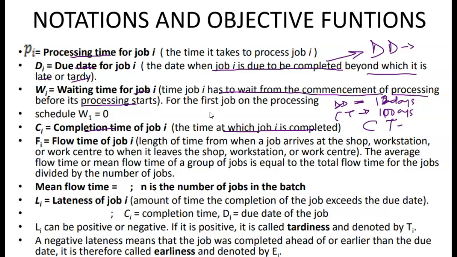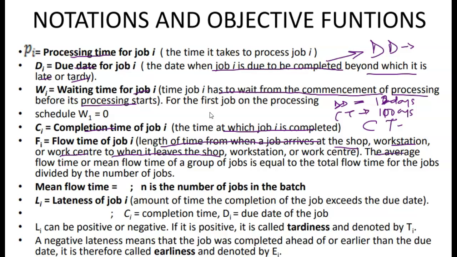Flow time is talking about the length of time from when a job arrives at the shop or workstation or at a work center to when it leaves that shop or workstation. It's just talking about from end to end. When did you start and when did you end? How did it flow? You start from 1 hour, then by the 6th hour, you've completed the job. That means it went from 1 to 6. That is the flow time.